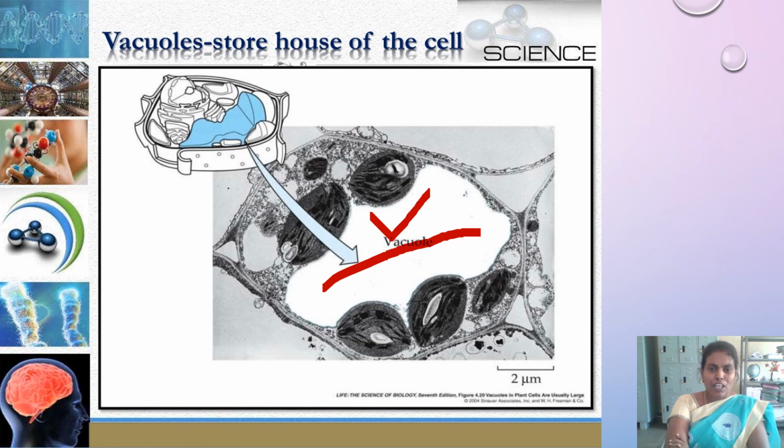It gives support and turgidity to the cell because it stores all types of solids and liquids and some waste materials also. It gives one mechanical support to the plant cell. This is about the storehouse of the cell. That means vacuoles. They help in the storage and packing of all the materials.